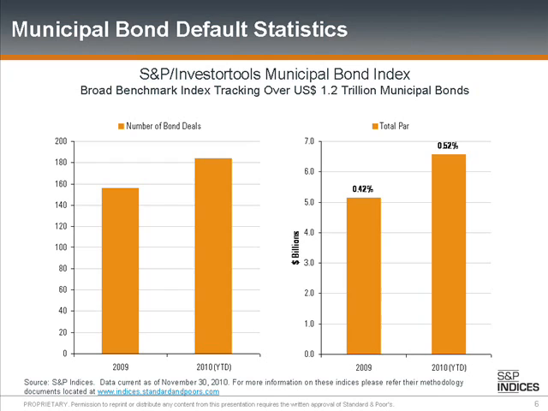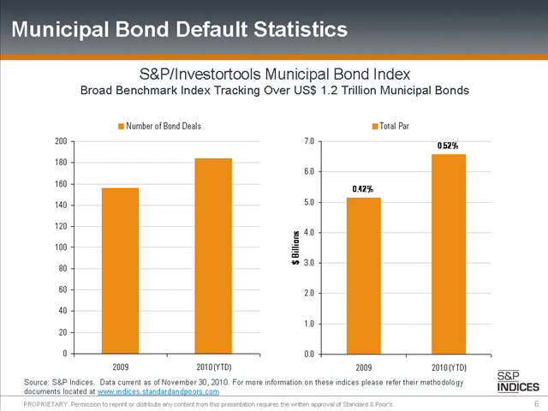So let's begin to take a look at default statistics. We'll use the S&P Investor Tools Municipal Bond Index, the broad benchmark index that tracks over $1.2 trillion in municipal bonds, to start our discussion about default statistics. In measuring defaults, we are talking about bonds that have defaulted on their promised principal or interest in part or in full on the date it was promised. So if they missed that principal or interest or made only a partial payment, we categorize it as in monetary default.